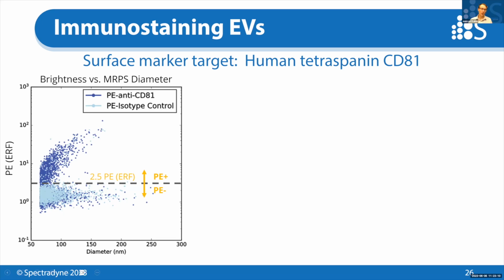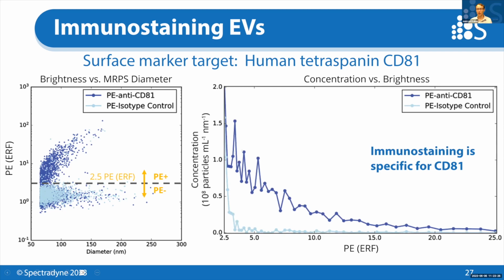So what we see from this plot now is that the isotype control is not binding to the EVs, right? It's not resulting in fluorescent particles. And so we can conclude that the staining is specific, and we can be quantitative over the brightness of all of these particles as we did before. So this plot here is now showing us the concentration on the y-axis versus the brightness on the x-axis in units of PE molecules, right? And so this clearly shows us that the immunostaining is specific for CD81.